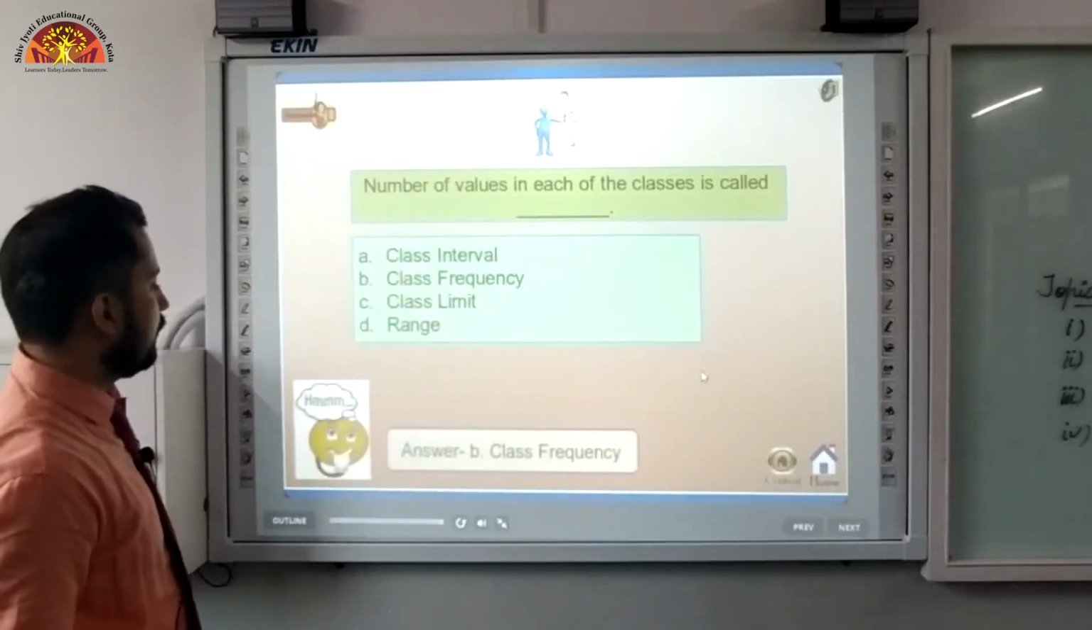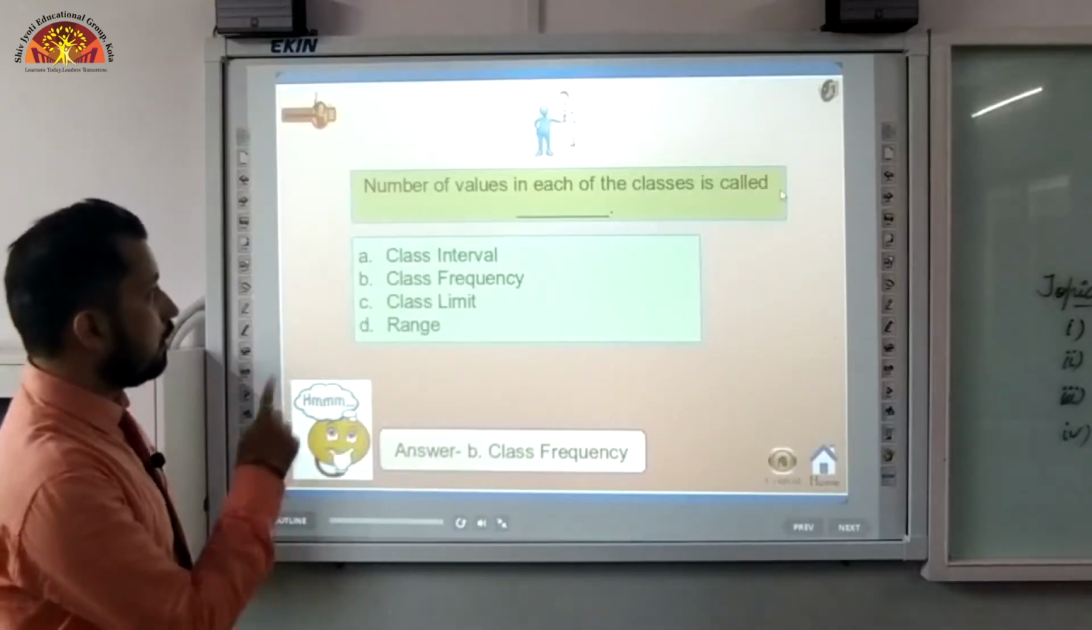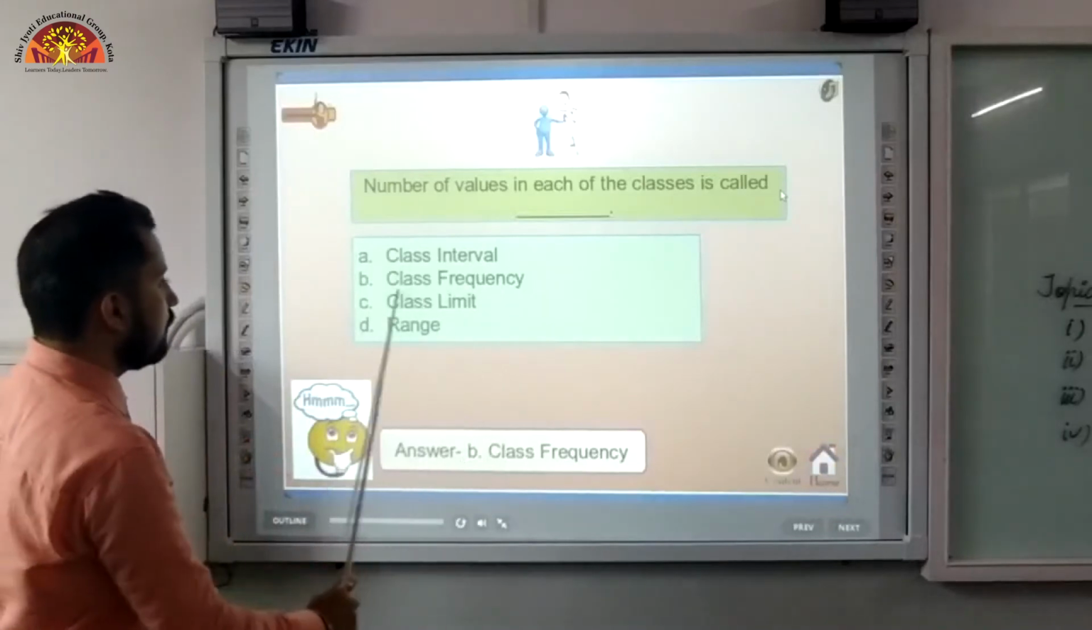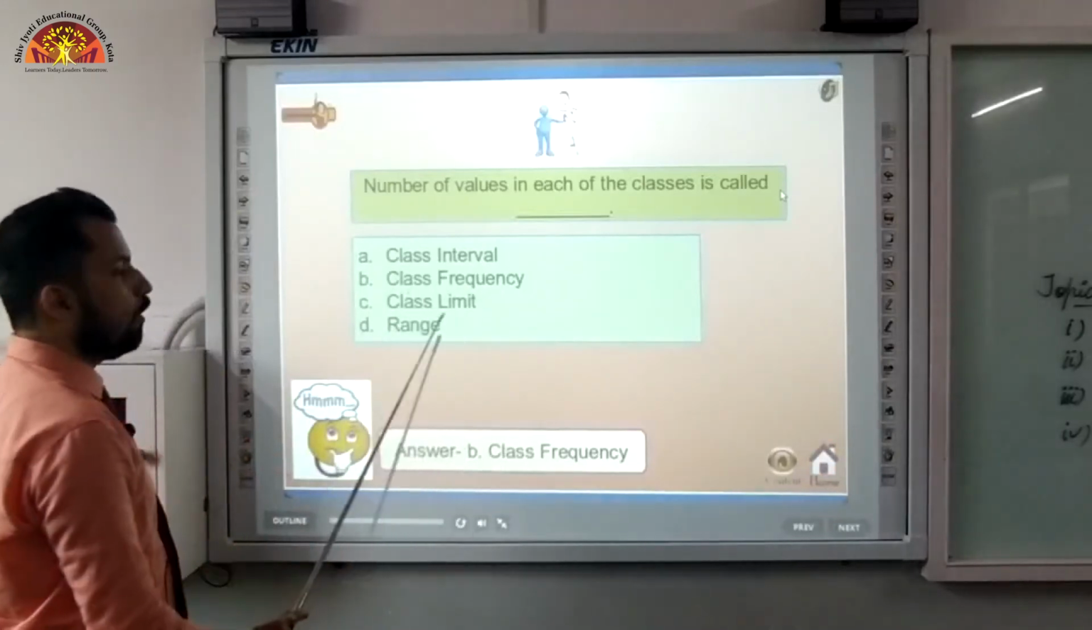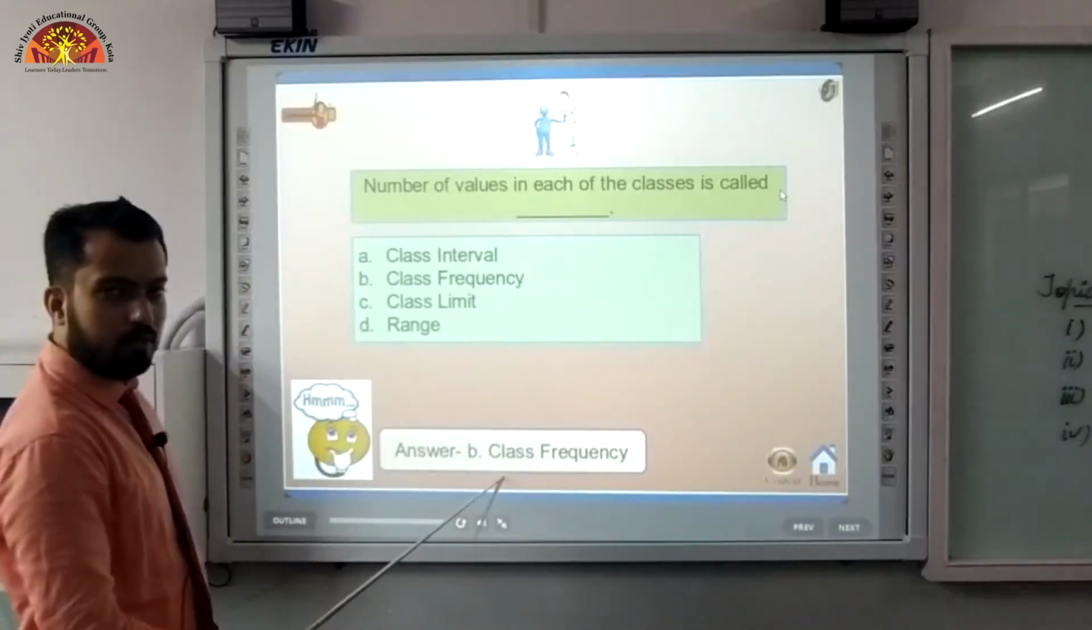Now here is a question for you. The number of values in each of the classes is called class interval, class frequency, class limit or the range. I hope the answer is class frequency, that you can see here also.